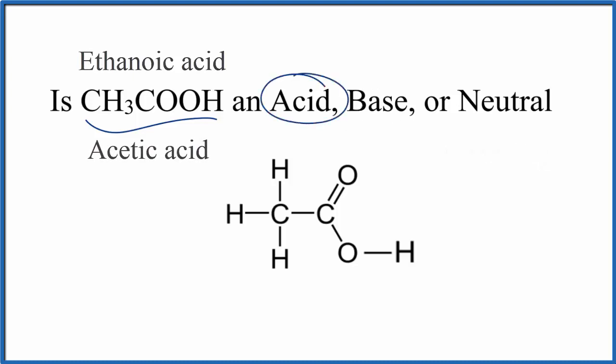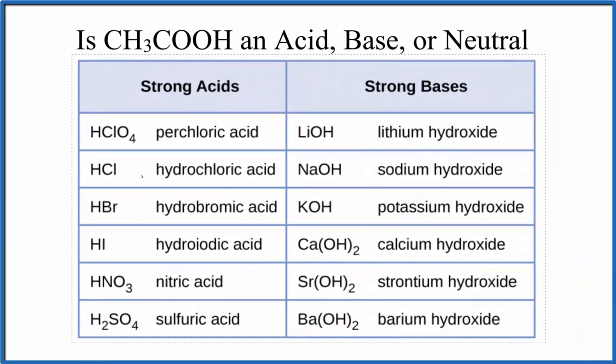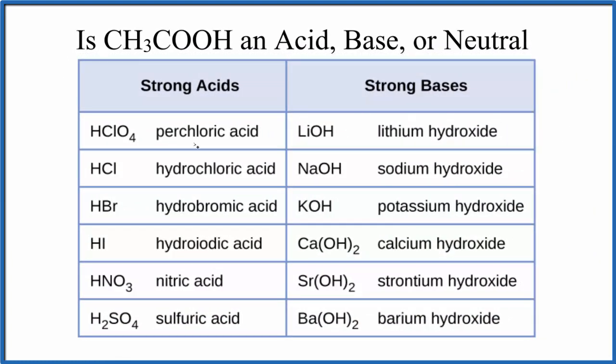It's helpful if you memorize this list of common strong acids and bases. These are the ones you'll see quite frequently in chemistry class. As we look down our list of strong acids and strong bases, we don't see acetic acid. We don't see CH3COOH. So we can assume that this is going to be a weak acid. Let's talk a little bit about what that means.